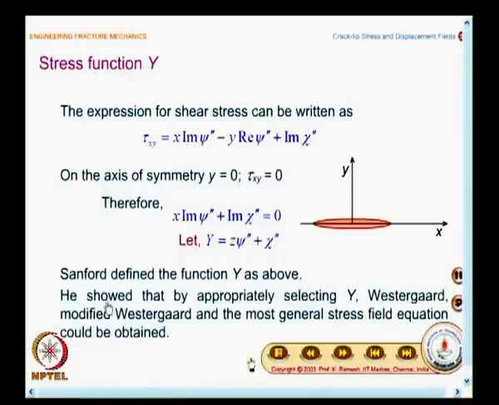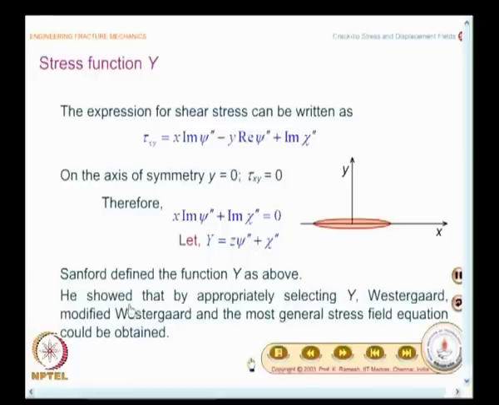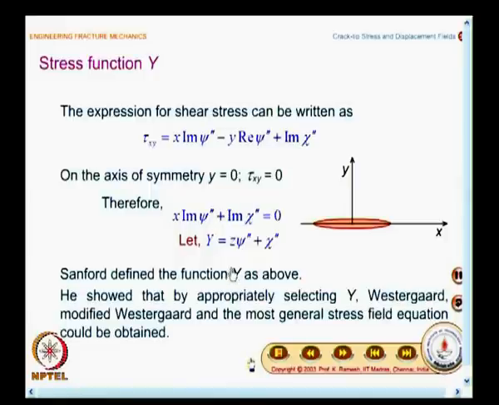And what was the contribution by Sanford was, by selecting appropriately the stress function Y, he could show the results that you get from Westergaard, Irwin's modification as well as the generalized solution. See, for any general solution, the particular cases should reduce to the earlier simplified cases that you have looked at. So, that aspect was also satisfied by introducing capital Y. That was a success.